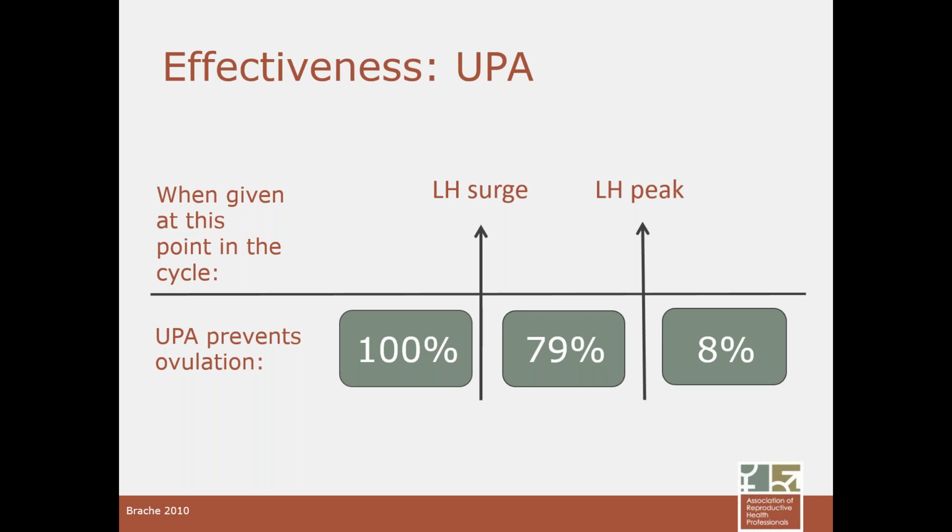If you looked at similar numbers for levonorgestrel, you would find that levonorgestrel works up to the LH surge, but is not effective or not as effective when taken after the LH surge. So it follows that UPA, because it works over a broader window, if you want to look at it that way, up to the LH peak, may be more effective than levonorgestrel.